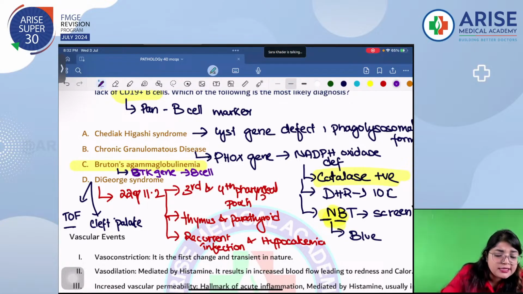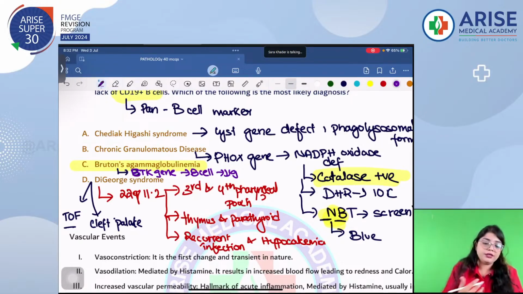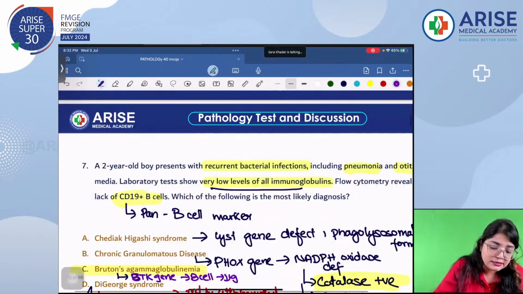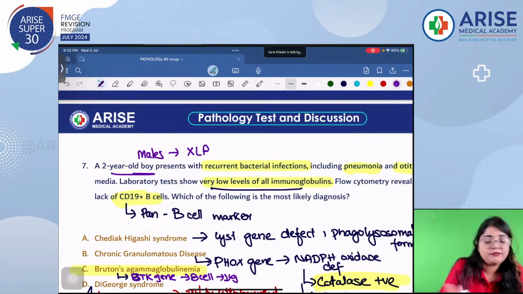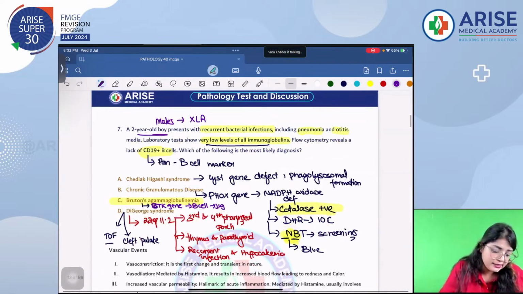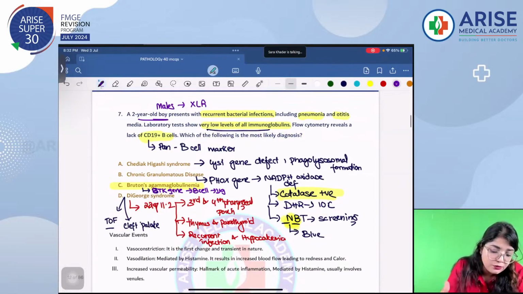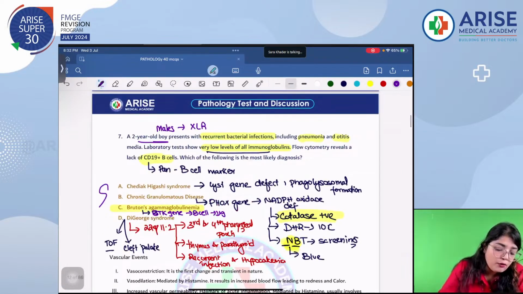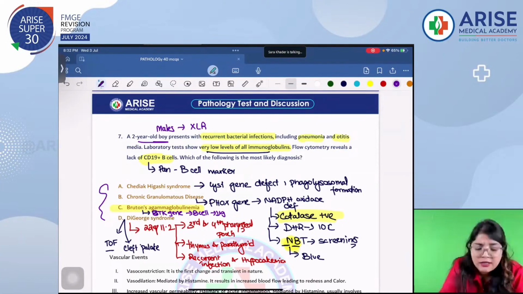And as B cells are not there, immunoglobulins are lost. Okay, this is all you need to remember. Also remember that it is most commonly seen in males because it is an X-linked recessive disease. I hope you're able to recall all this. Very, very important. Four options that have come, will come in your exams.